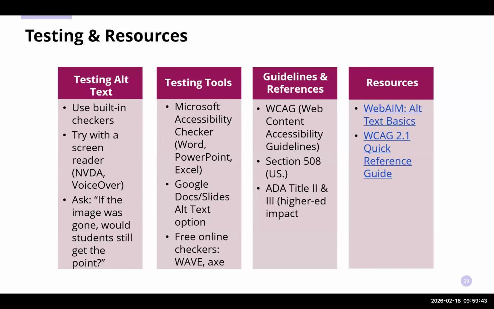Now, let us wrap up with testing and some helpful resources. And I would like to leave you with some practical ways to actually check your work. So you don't have to be an expert to get started here. You can just use the built-in accessibility checkers in PowerPoint, Google Slides, or Microsoft Suite. And they are surprisingly very good at catching missing alternative text.